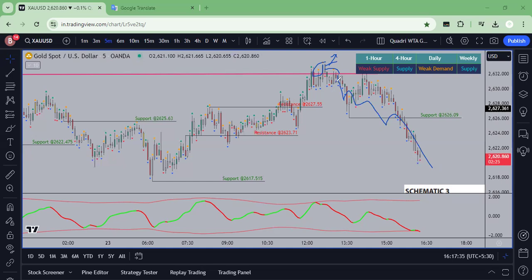Supply is greater than demand, and what we are going to see is a downward trend. My target is this one, because 2627 is my first target. My second target would be this one. My third target would be this one. So both of my targets are achieved, right?